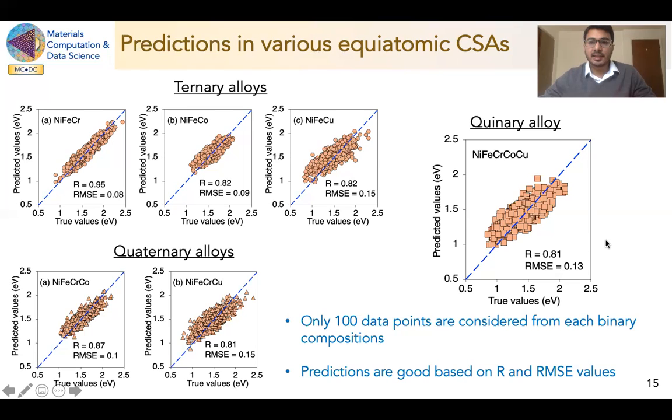In the migration energy case, we used 10 data points from each binary composition, whereas the only difference in the formation energy model is that we are actually using 100 data points from each binary composition. But these 100 calculations are very much possible with the interatomic potential.